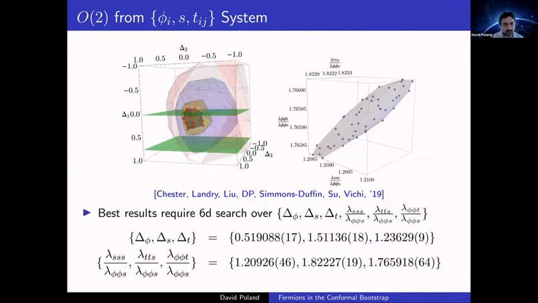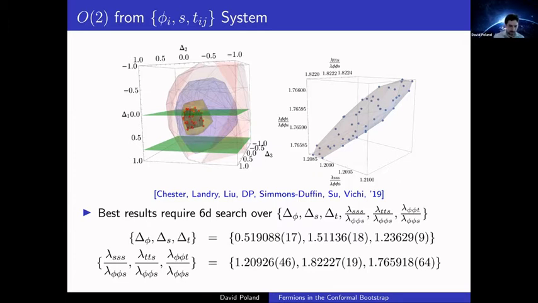Okay, actually, in order to carry this out, we have to do a similar game as we did for the Ising model. We need to, first of all, scan over the 3 external scaling dimensions, delta phi, delta s, and delta t, and also the OPE coefficients involving these operators. So there are 3 ratios of OPE coefficients that we need to scan over. So that amounts to searching through a 6-dimensional parameter space.